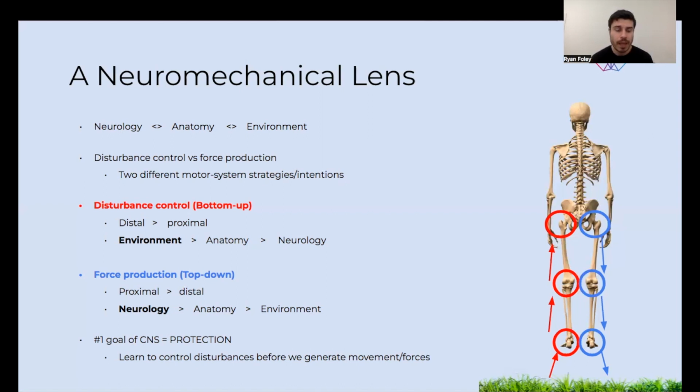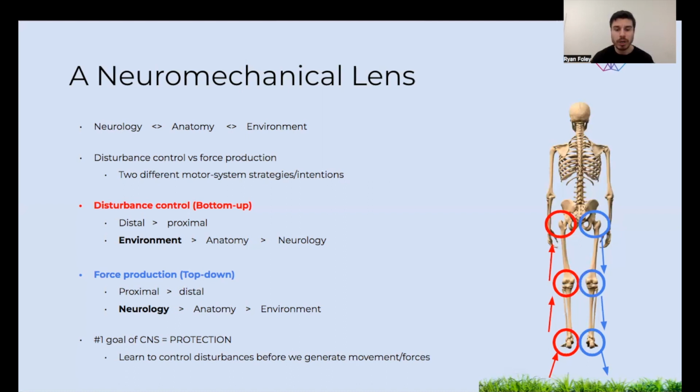Okay, and we can further view these two different task constraints through the lens of other interactions as well. So we could view the capacity to manage disturbances or manage perturbations as more of a bottom-up strategy, where we don't want the nervous system to micromanage. We don't want the nervous system to pre-plan the behavior of our muscles and joints before we deal with the forces acting on our system. But we ultimately want to let the external forces guide the behavior of our muscles and joints.